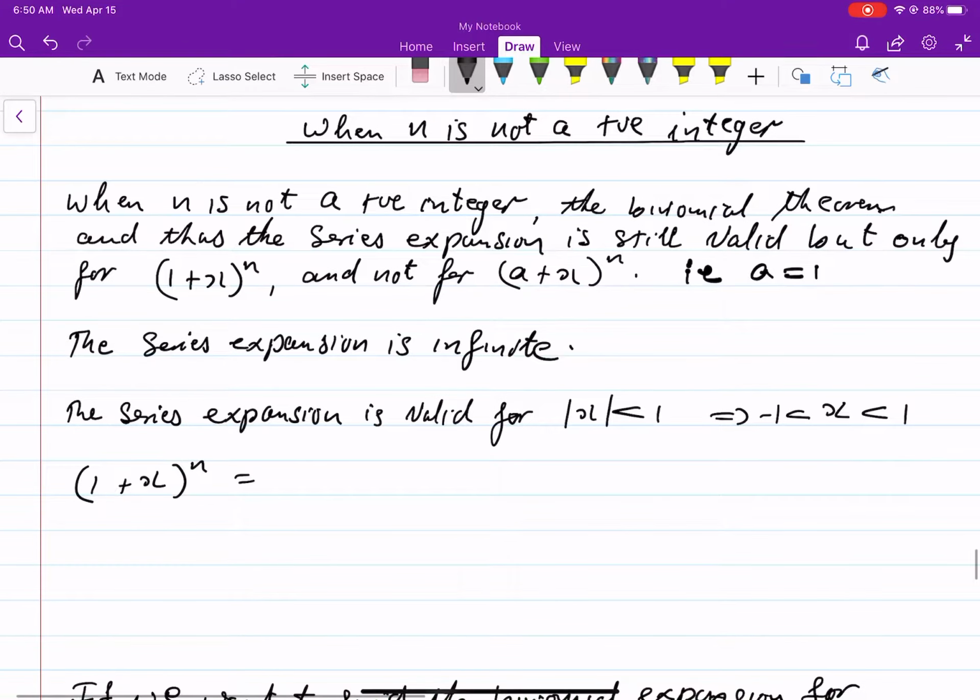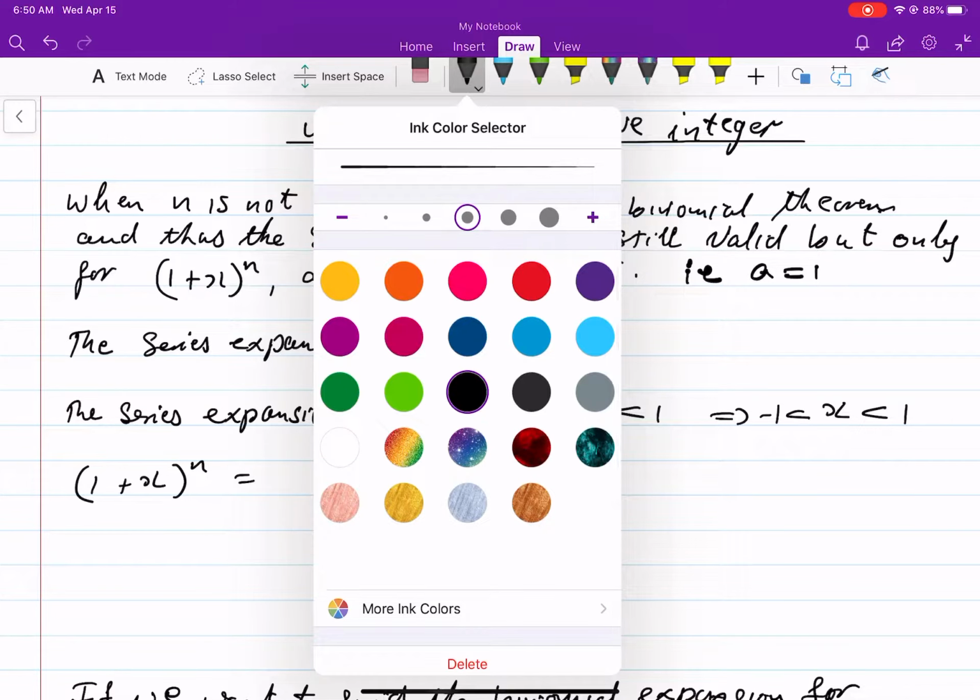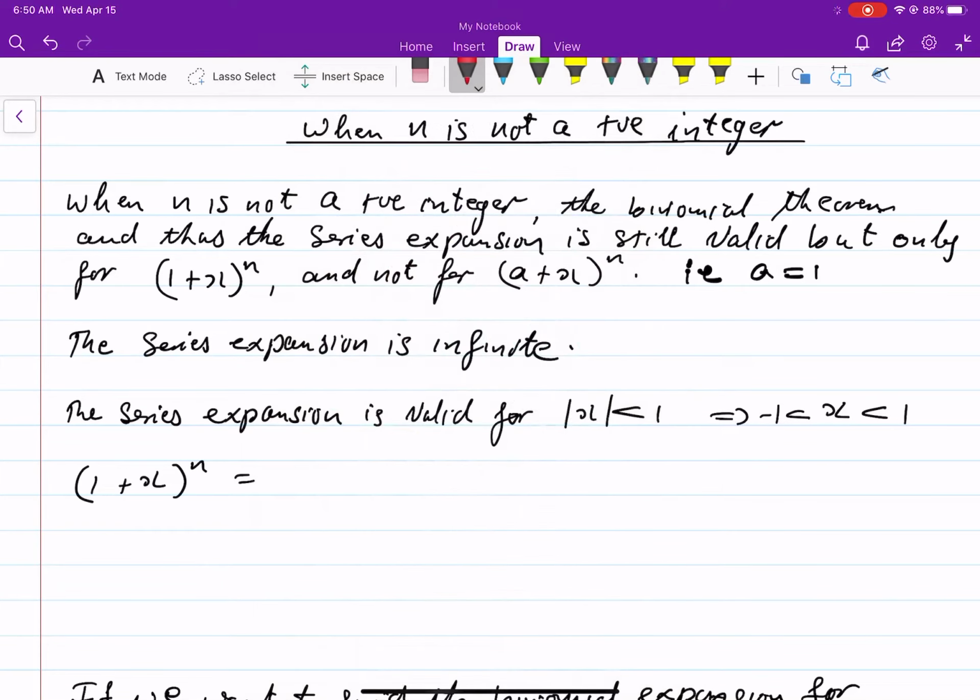Next, the series expansion is valid for the modulus of x being less than 1, which translates into x being between minus 1 and 1. By the way, x is whatever term appears here in 1 plus x to the n. So that could be, let's say, 1 plus x upon 2, or x upon some other number. Then the modulus of that expression that represents x will be less than 1. We'll get to examples with that a little later.